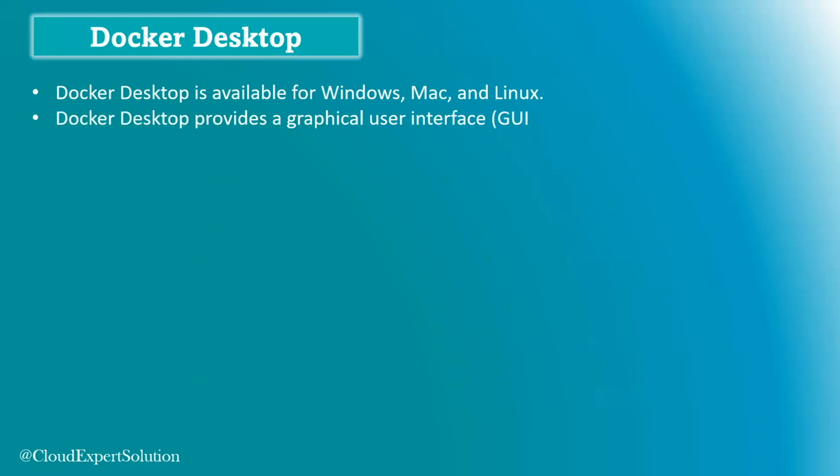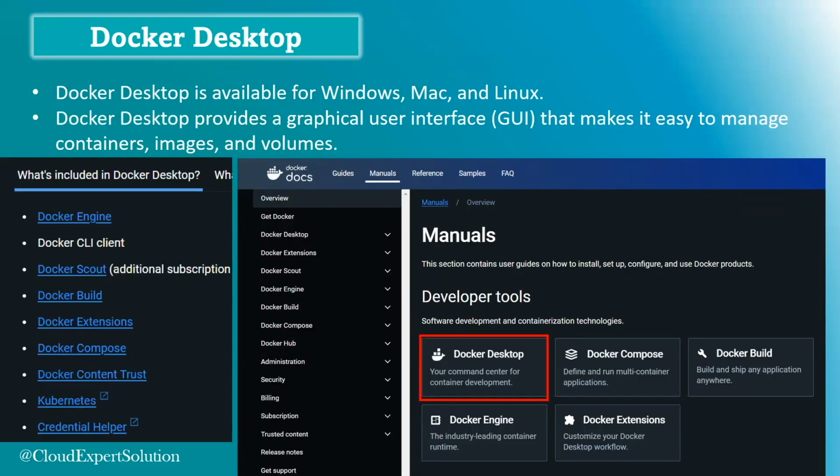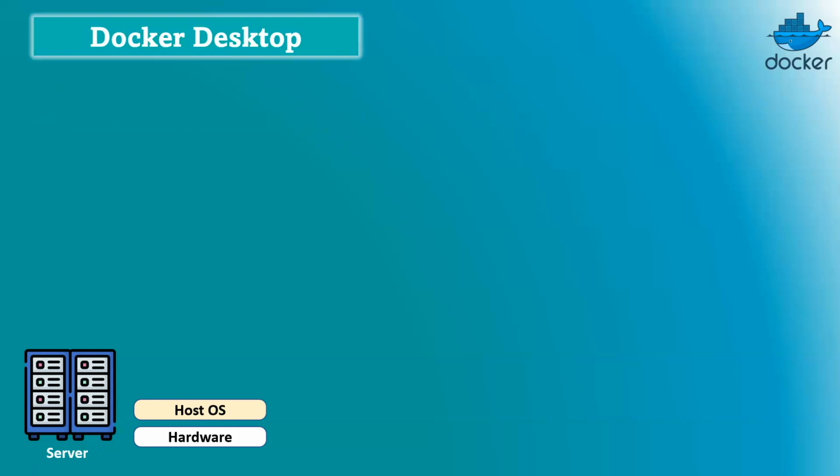Docker Desktop provides a graphical user interface, or GUI, that makes it easy to manage containers, images, and volumes. During our hands-on, we'll download Docker Desktop from the official Docker website and then review the installation steps. Docker Desktop is a full package of tools and it contains both GUI and CLI options. Now let's understand why Docker Desktop was introduced for Mac and Windows operating systems.